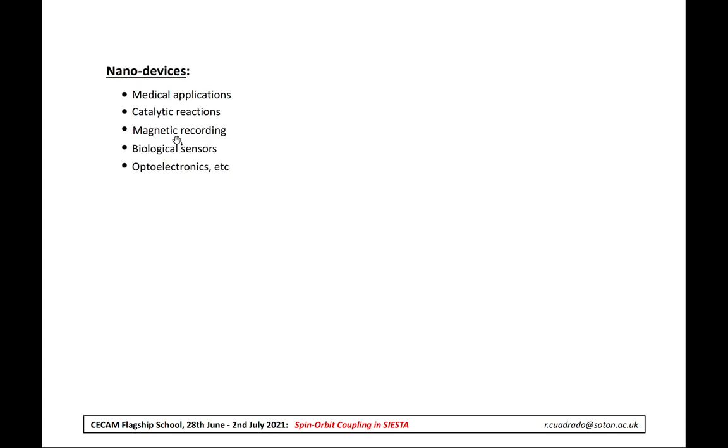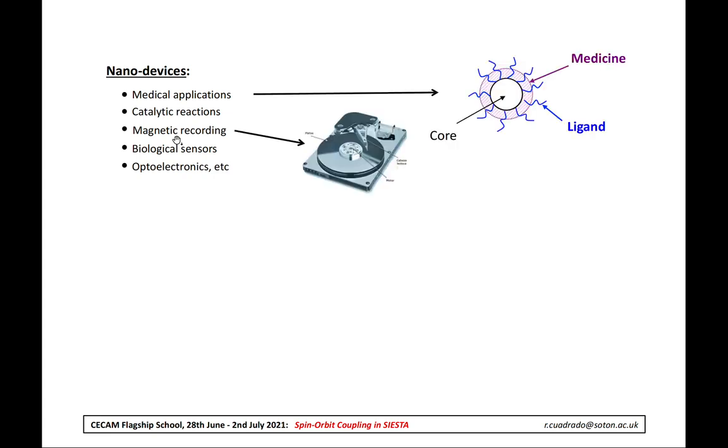Magnetism, and as a part of it, the inclusion of the spin-orbit coupling in the theoretical description of materials, is very important because there are many applications in science in which the spin-orbit is fundamental, such as drug delivery, catalytic reactions, magnetic recording, biological sensors, or the fabrication of optoelectronic devices, among others.